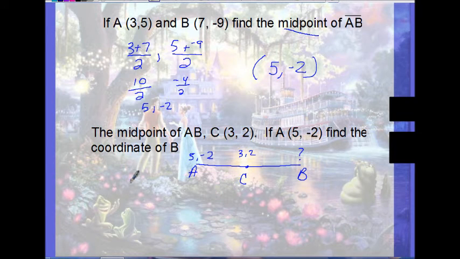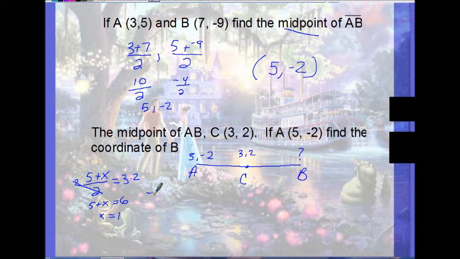Now, we have 2 ways of doing this. The first way is going to be the algebraic way. We add up the x's from our endpoints, chop it in half, and that gives us the x of the midpoint. When I get rid of that 2 on the bottom, we end up with 5 plus x equals 6, and when I subtract 5 from both sides, my x is going to equal 1.